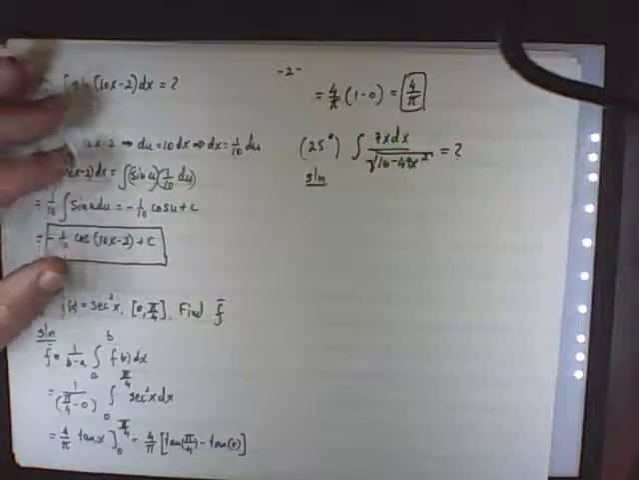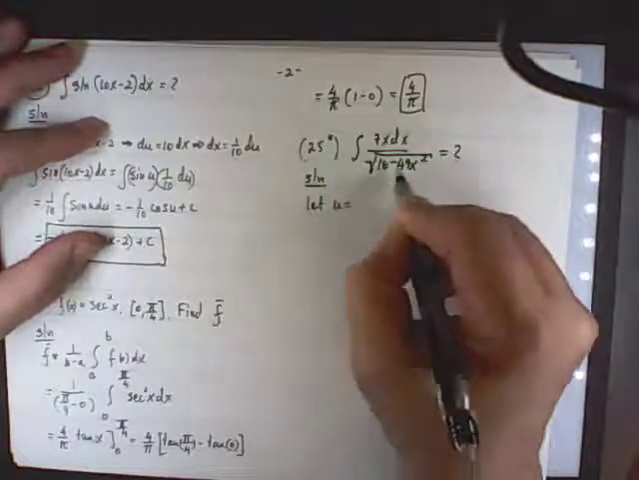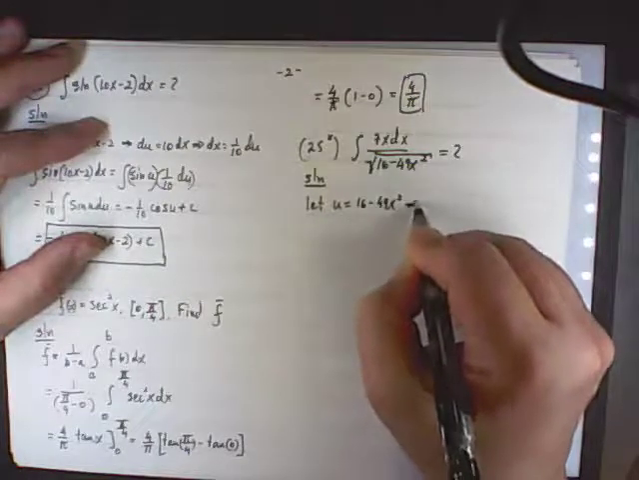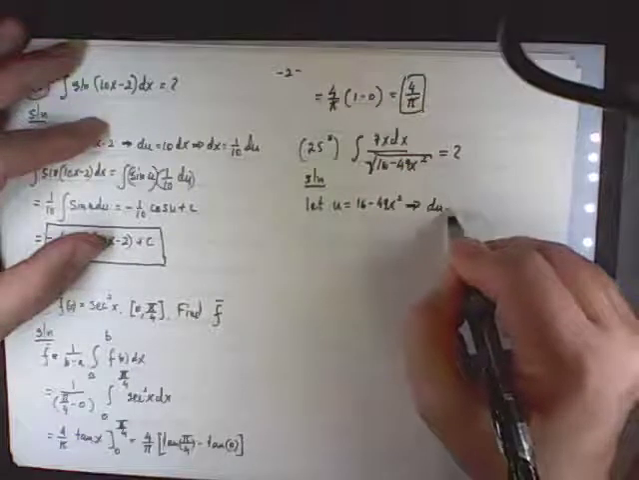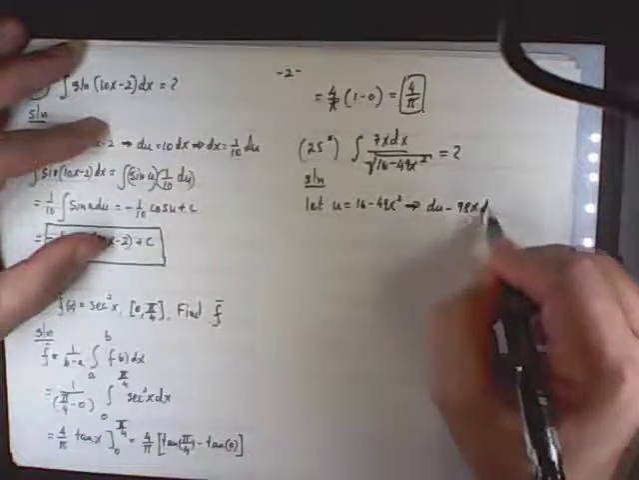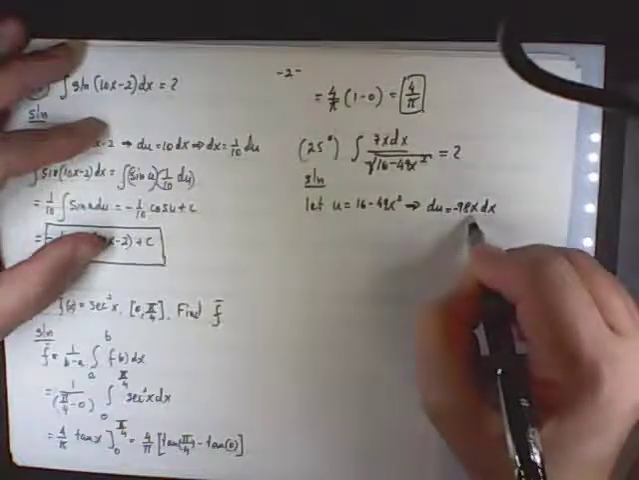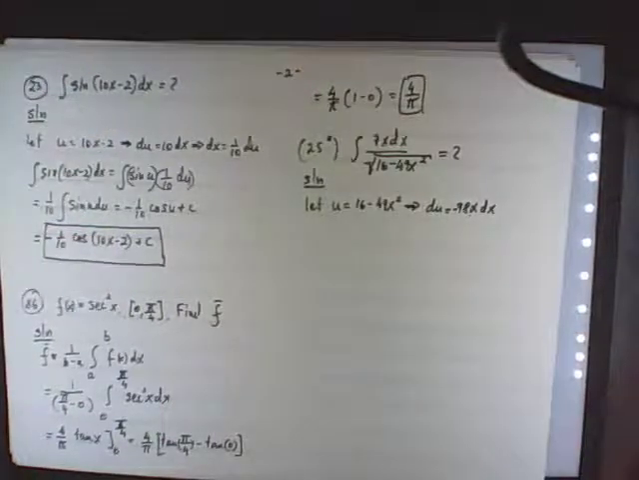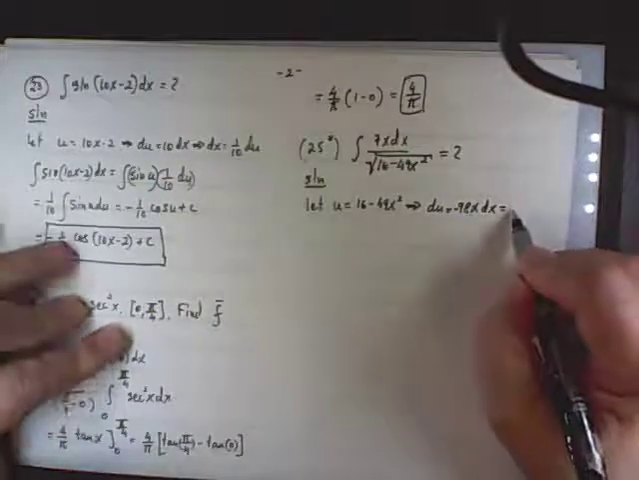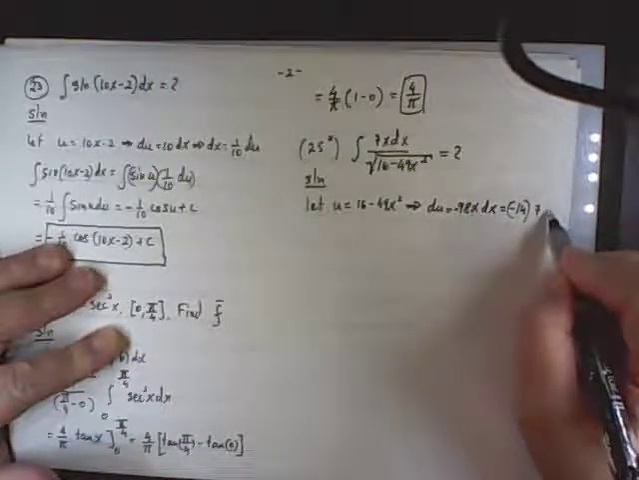Because if we do u substitution, we let u equal whatever this ugly thing in the radical is. So u equals 16 minus 49x squared, and therefore du equals negative 49 times 2, which is 98x dx. But all we need is 7x, and I think 98 is divisible by 7. It's 14. So we're going to write it as du equals negative 14 times 7x dx.